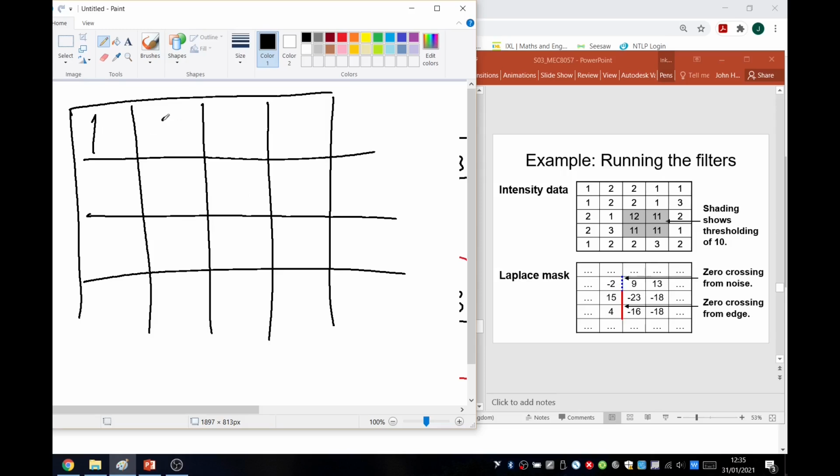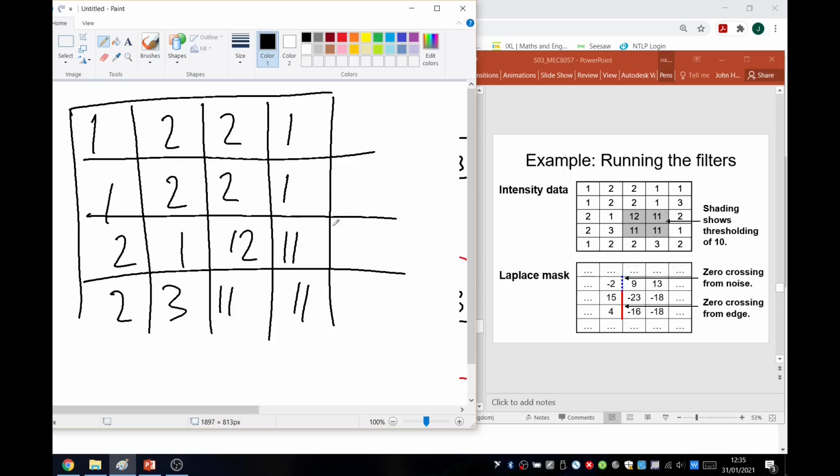So we've got 1, 2, 2, 1, 1, 2, 2, 1, etc. 2, 1, 12, 11, 2, 3, 11, 11. So our Laplace filter was a 1, 1, minus 4, 1, 1 scenario. So that was our Laplace.